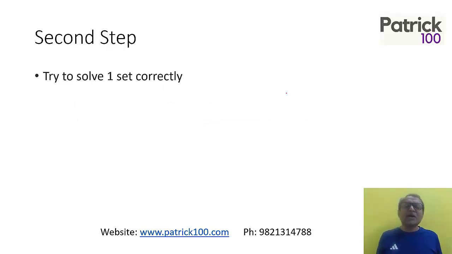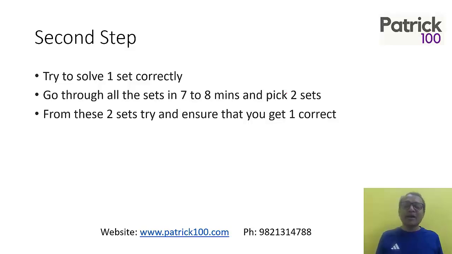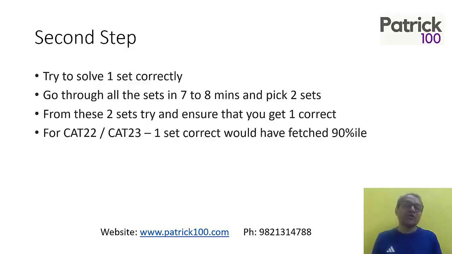Second step, try to solve one set correctly. So you identify those 2 sets, try to get one set correct. So again, go to that 7 to 8 minutes, pick up 2 sets, and from that try to get one correct. Your first step was to be able to identify easy sets. Your second step is to ensure that from these sets you get one set correct.